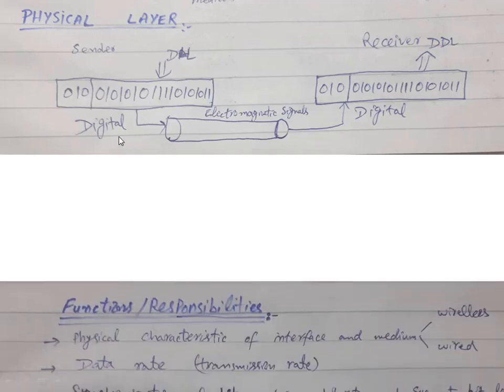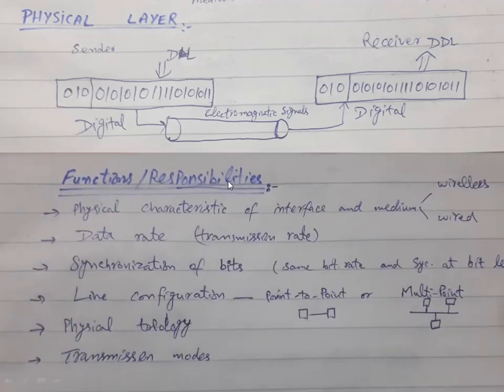We will talk about the functions or responsibilities of the physical layer. The first one is physical characteristics of interface and medium. It means the physical characteristics and the interface, which interface and medium is used. Here the physical medium can be wireless or wired.